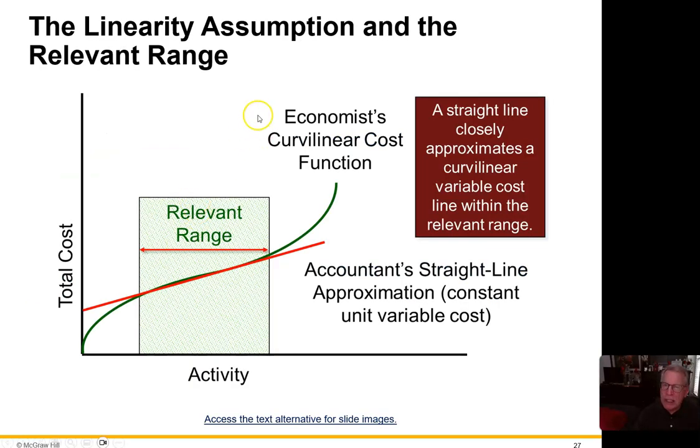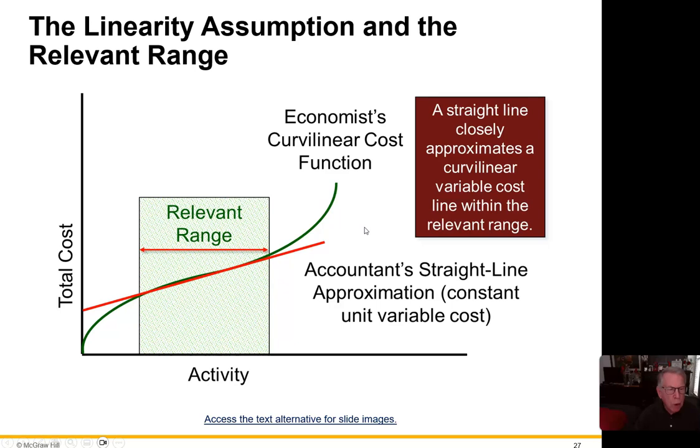Okay, linearity assumption and the relevant range. So here's our relevant range here. And as you can see, as it's depicted in this graph, the activity and total cost is assumed to be linear. Whereas an economist's curvilinear cost function, shown here, essentially says that once you get past that relevant range, your costs are probably going to go up.